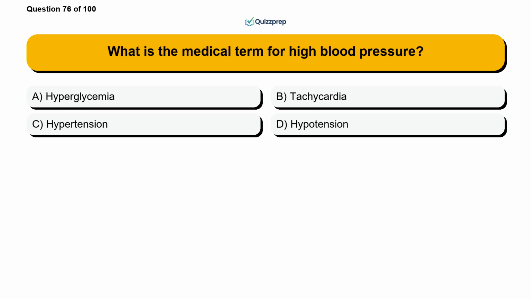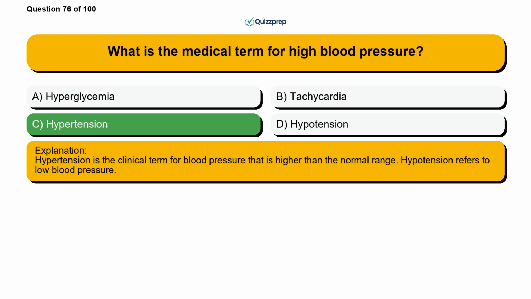Question 76. What is the medical term for high blood pressure? Option A, hyperglycemia. Option B, tachycardia. Option C, hypertension. Option D, hypotension. The correct answer is option C, hypertension. Hypertension is the clinical term for blood pressure that is higher than the normal range. Hypotension refers to low blood pressure.